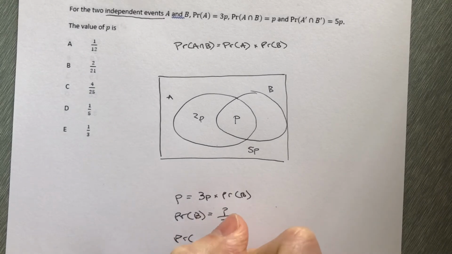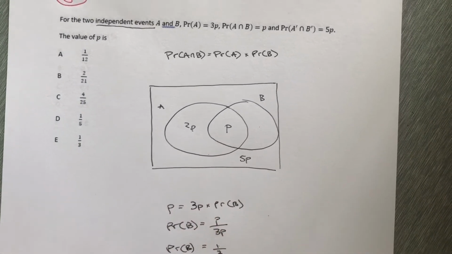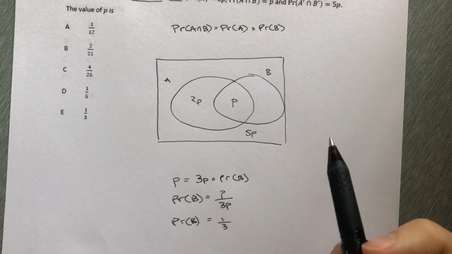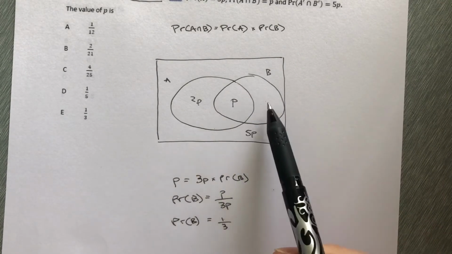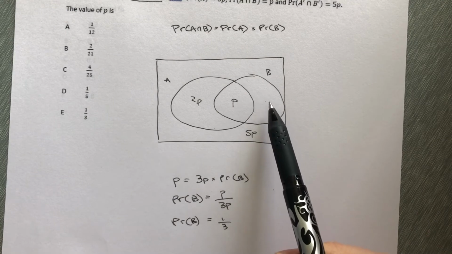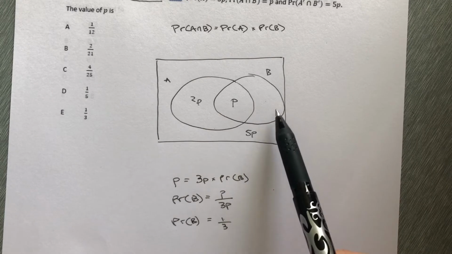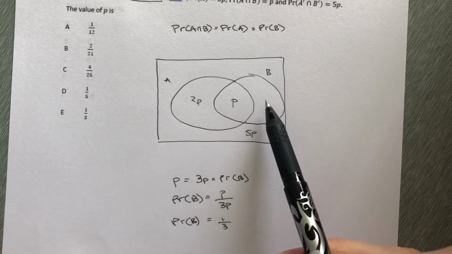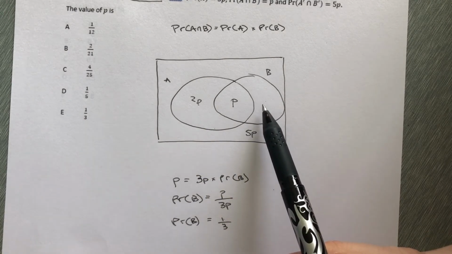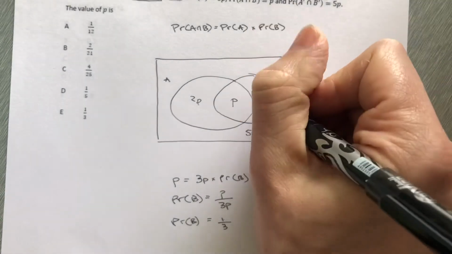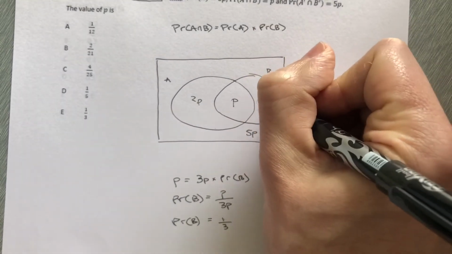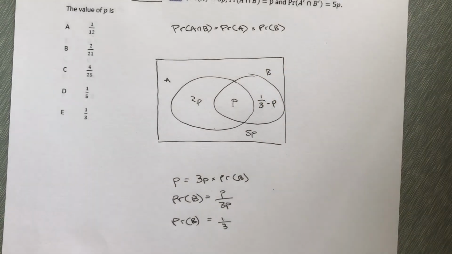Okay, so the probability of B is a third. That means everything inside here is a third. I can't just put 1/3 there. I made that mistake before. That's actually wrong. This whole thing is 1/3. So if we've already got p in there, this is going to have to be 1/3 take away p. Cool, now we've got everything there.